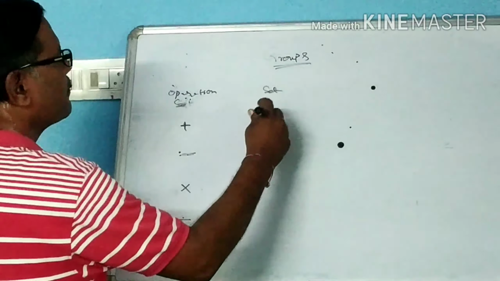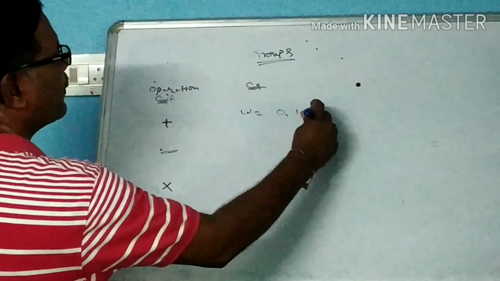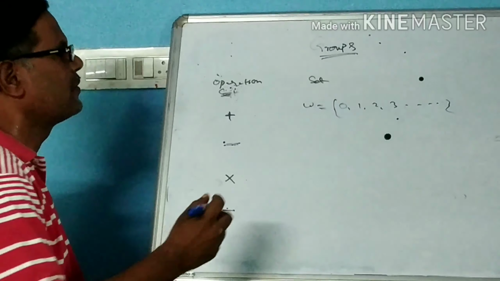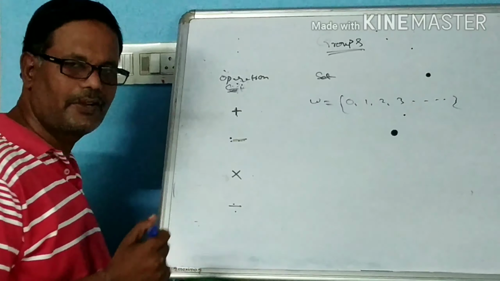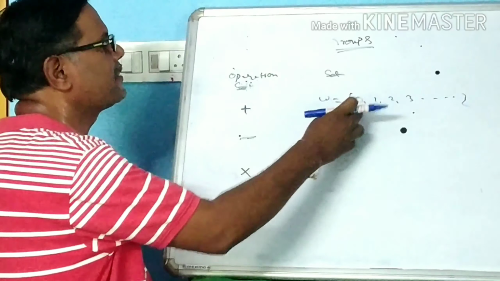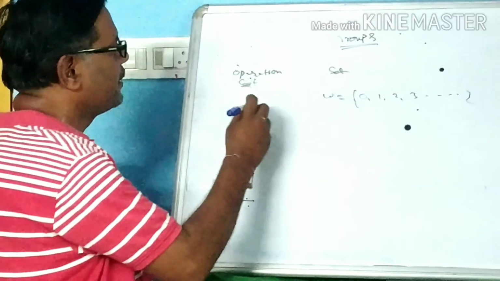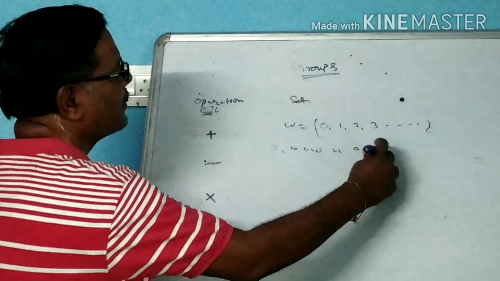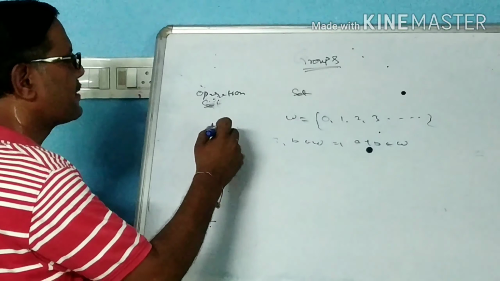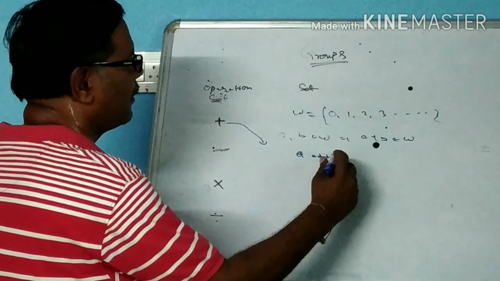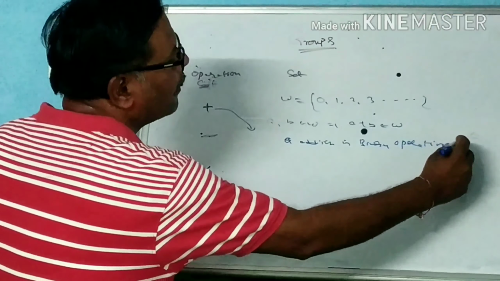W is the set of whole numbers. Friends, there is only one difference between the set of natural numbers and whole numbers: 0 is the extra element in this set. Here also, a, b belongs to W implies a plus b belongs to W. So addition is a binary operation on W.